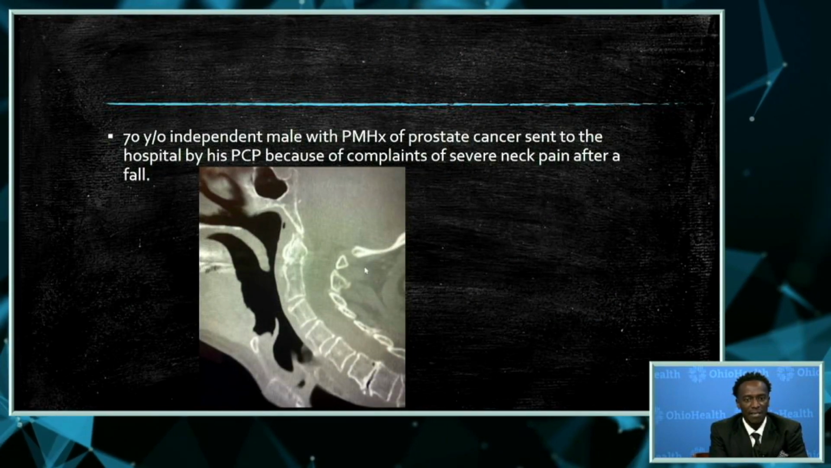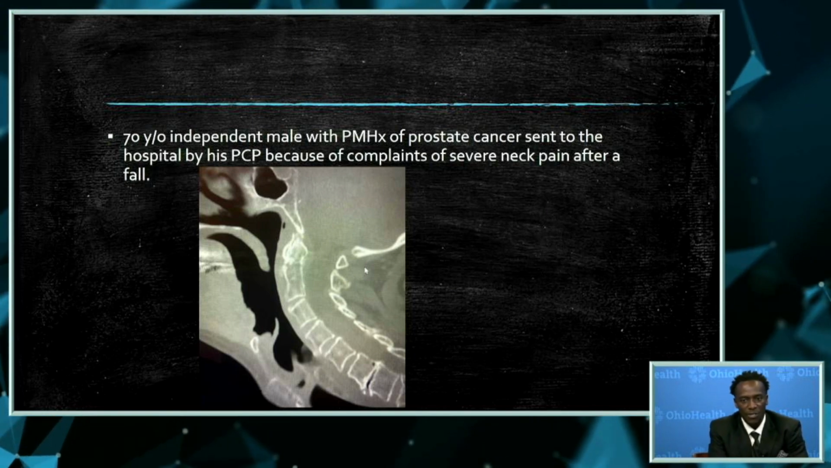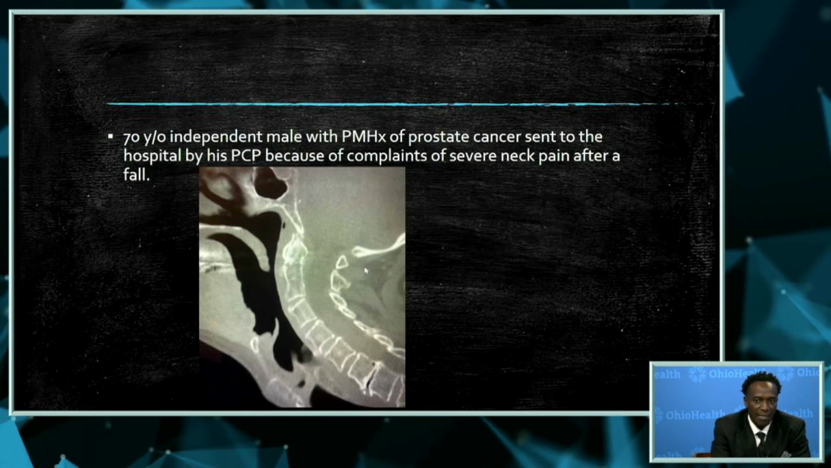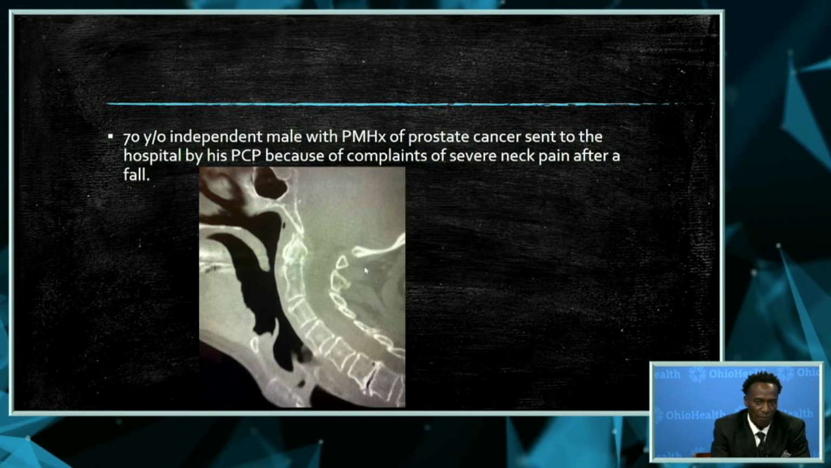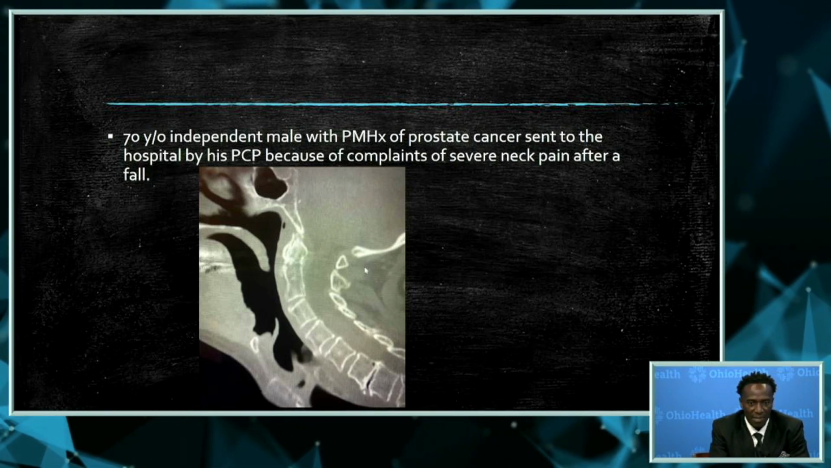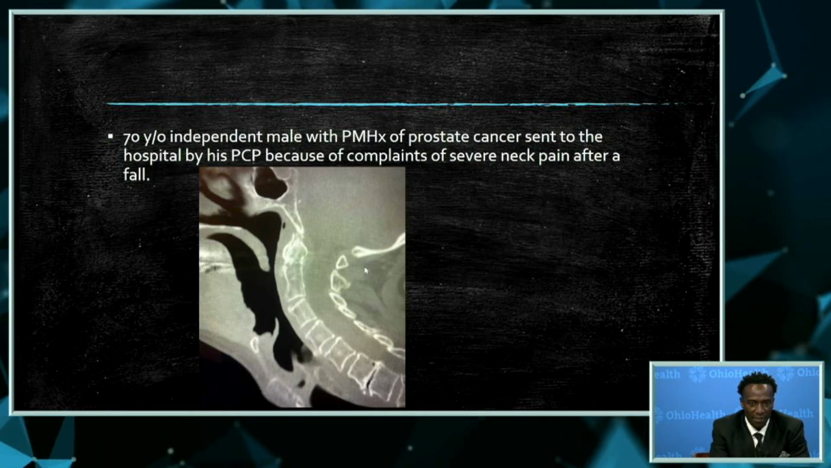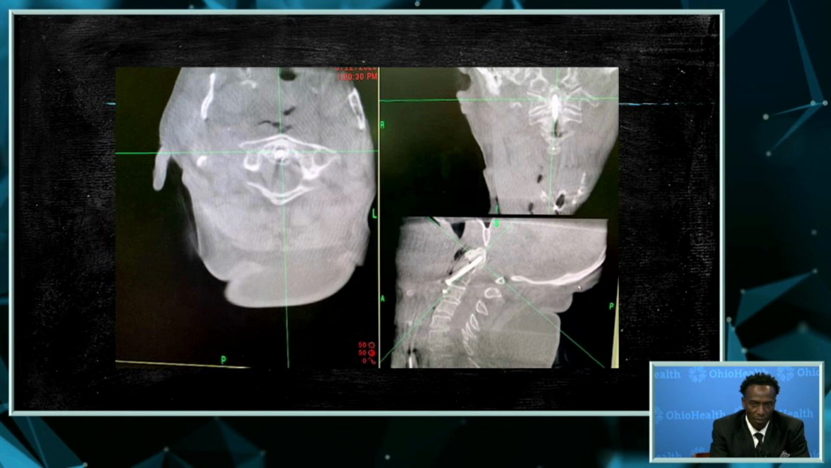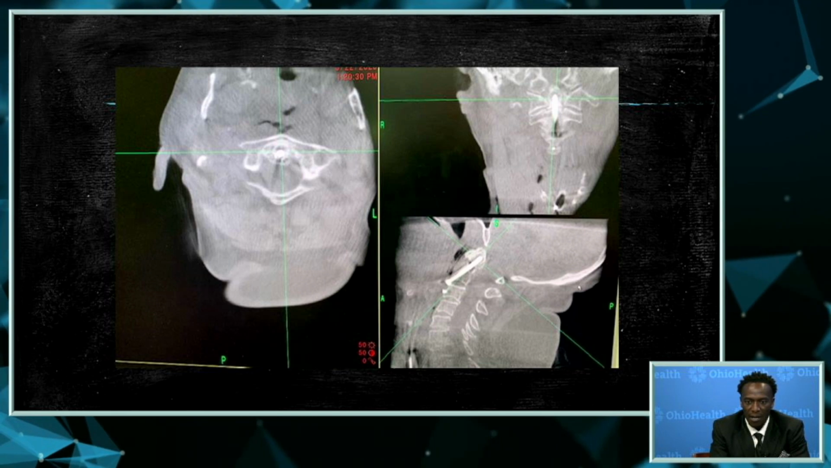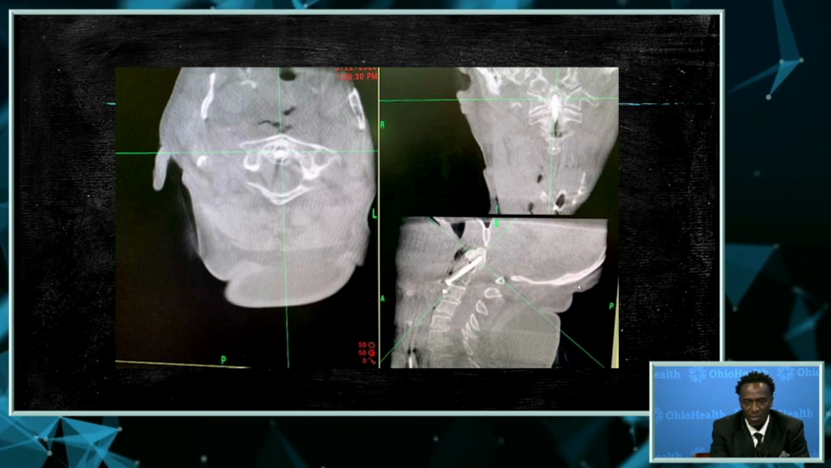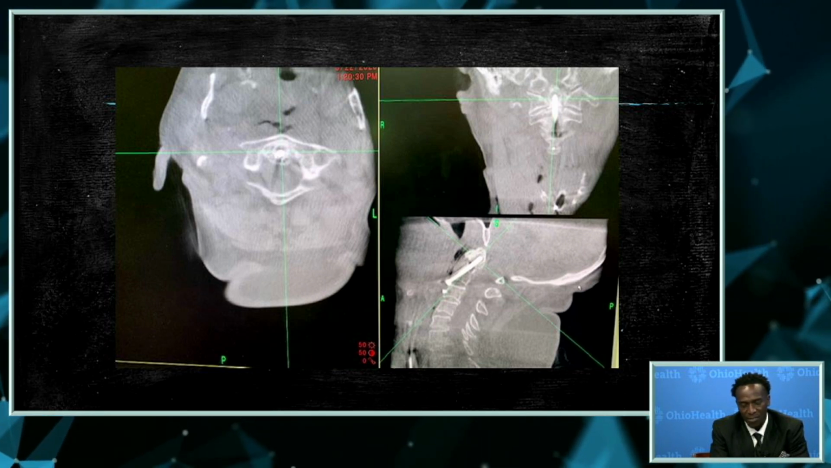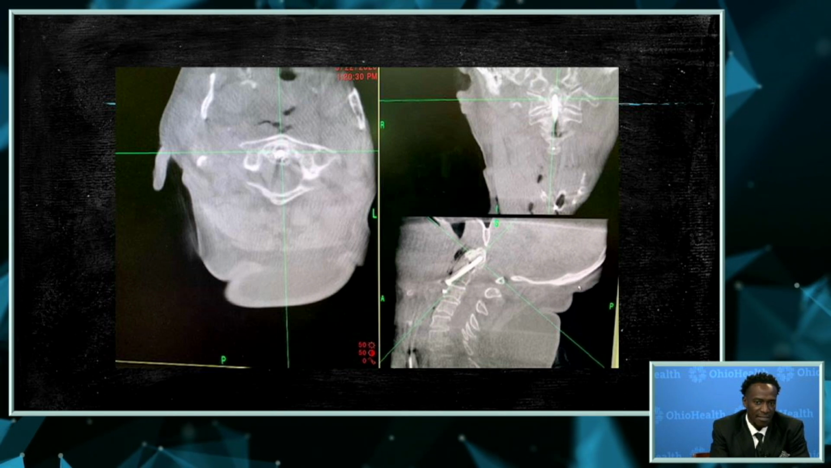You have a 70-year-old independent male with a past medical history of prostate cancer who's sent to the hospital by his PCP because of complaints of severe neck pain after a fall. I don't know how well you can see this, but this patient has a non-displaced type 2 odontoid fracture. So what is the treatment for this patient? Odontoid screw or C1, C2 fixation. And as long as the transverse ligament is intact, then this is an option for this patient.